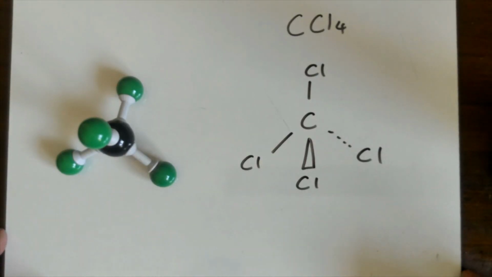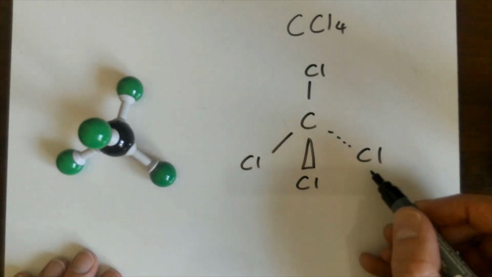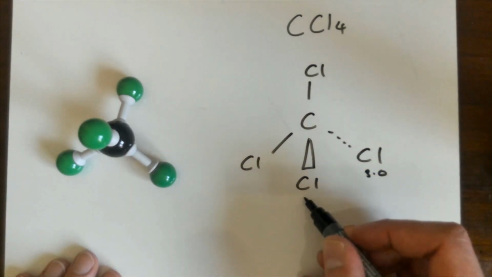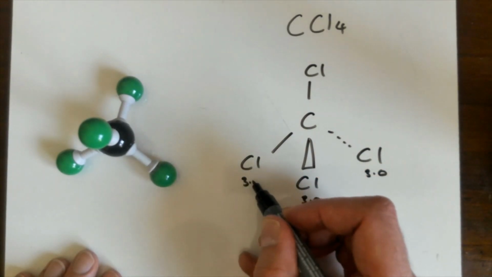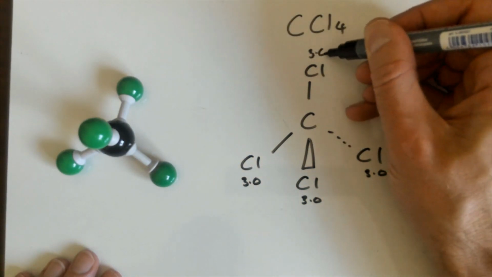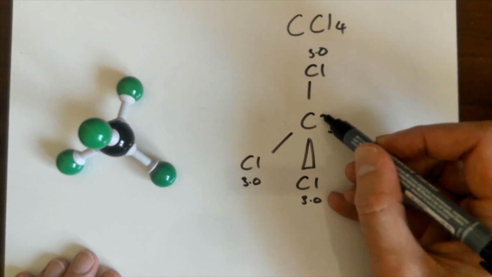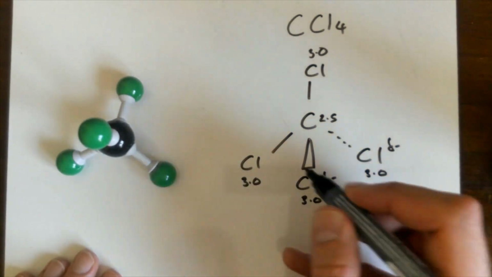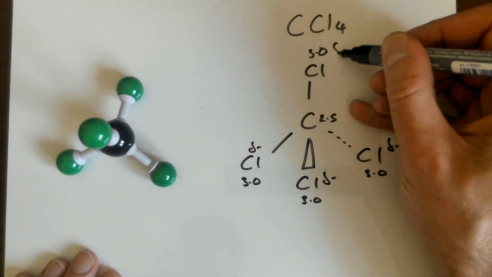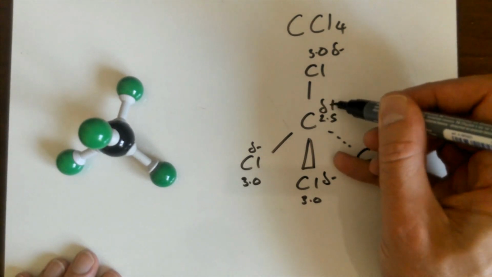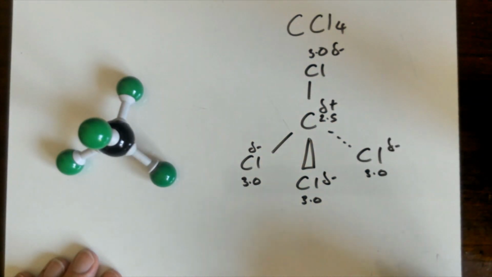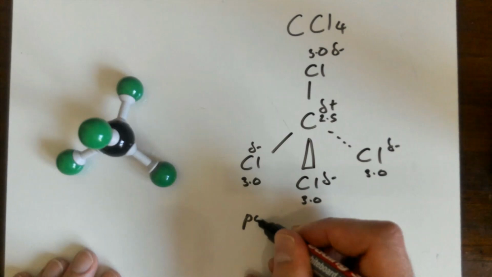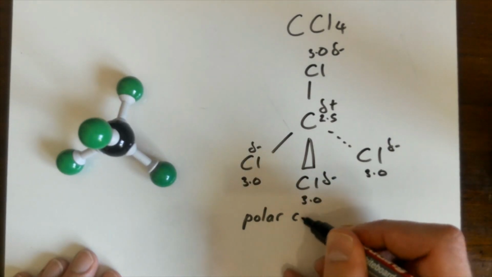This molecule is called carbon tetrachloride. If we look at the electronegativities of the two elements in the molecule, we'll see that chlorine has a value of 3 and carbon has a value of 2.5. This means the chlorines will have a partial negative charge around their atoms, while the carbon atom has a partial positive charge. So this means that we have polar covalent bonds within the molecule.